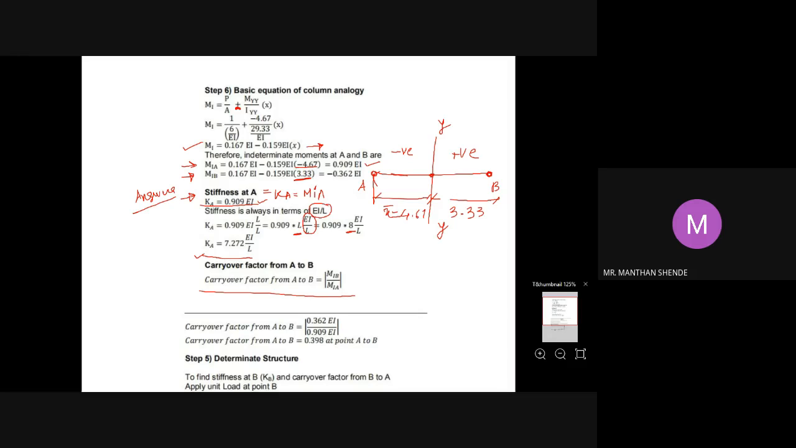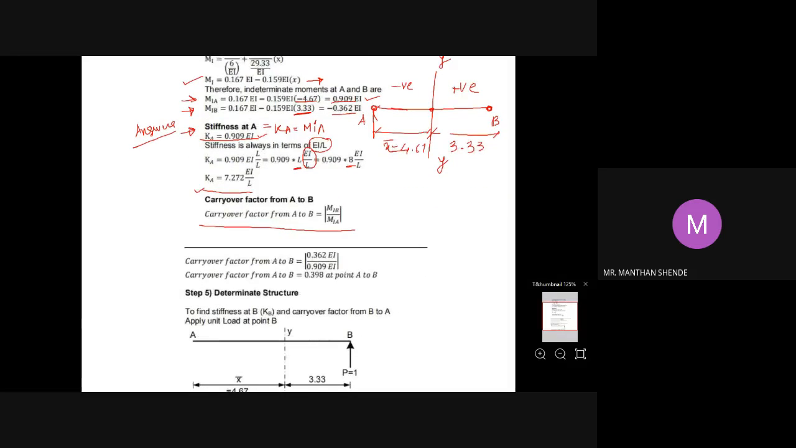What is the value of MIB? That you have to take in mod. So MIB is equal to 0.362 EI, MIA is 0.909 EI. You just take the ratio of this: 0.362 divided by 0.909, EI will get cancelled.